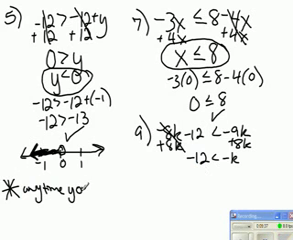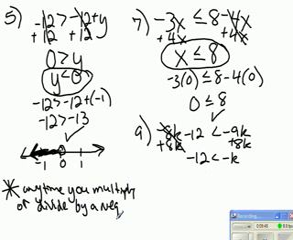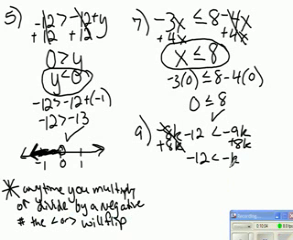Anytime you multiply or divide by a negative number, your less than or greater than sign will flip. You have to flip it. So right here, I need to get k by itself, so I'm going to either multiply or divide by -1. So when I multiply this by -1 and multiply this by -1, I get 12 here, I get positive k here, but that sign has to flip.